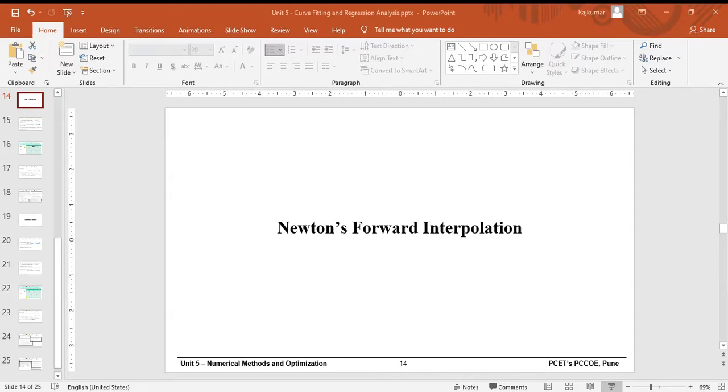Then we will try to understand how to use Newton's forward interpolation with an example. So we'll start with example number one. The table gives the distance in nautical miles of the visible horizon for the given heights in feet above the Earth's surface. So in this case, in the table you can see the height is denoted by x.